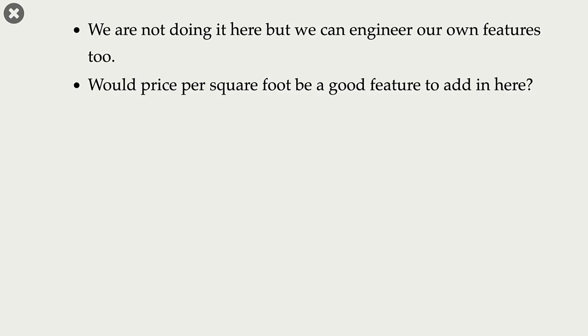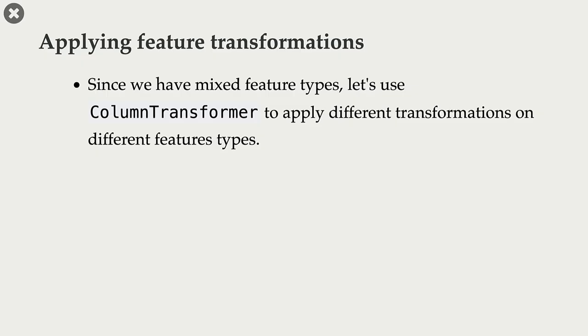Okay, now we have different feature types. We are not really doing it here, but in real life, you would come up with your own features, either by combining some available features or by extracting information from some external sources. A trick question for you. Would price per square foot be a good feature to add in this context? Okay, we are ready to apply feature transformations. Since we have mixed feature types, we will be using scikit-learn's column transformer to apply different transformations on different feature types.